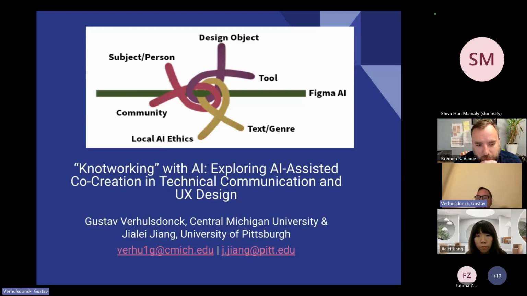And then as a result, they developed their own type of local AI ethics where they negotiated their creativity with generative AI capabilities in Figma.